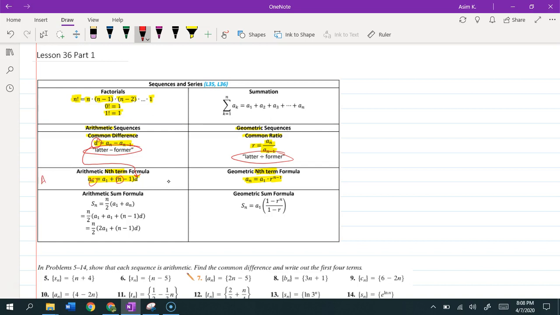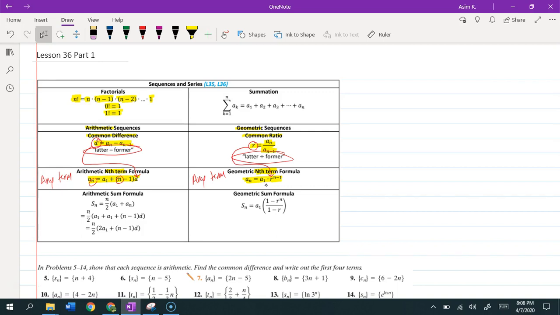You can find any term, as long as it's an arithmetic sequence, using the formula that you have established here. For a geometric sequence, it's very similar, except geometric sequences are the multiplication of terms. So it basically says take a sub 1, the first term, and multiply it by the common ratio. Now, what is the common ratio? The common ratio is merely a number, and that number is going to show up right here, and that number is to the power of n minus 1.